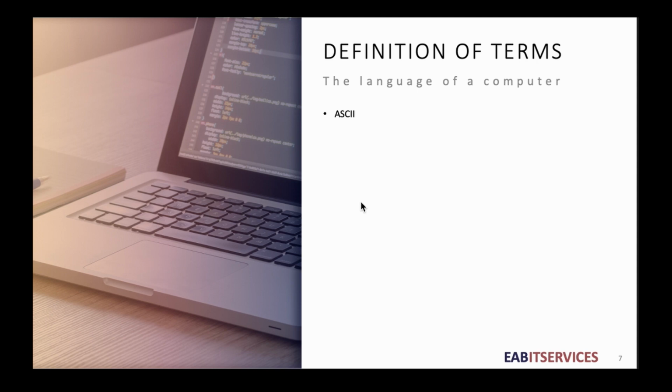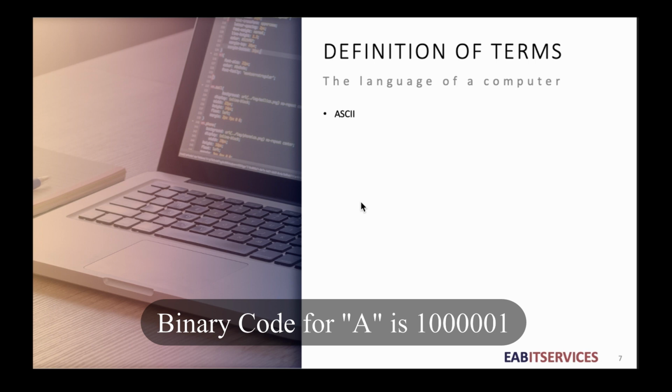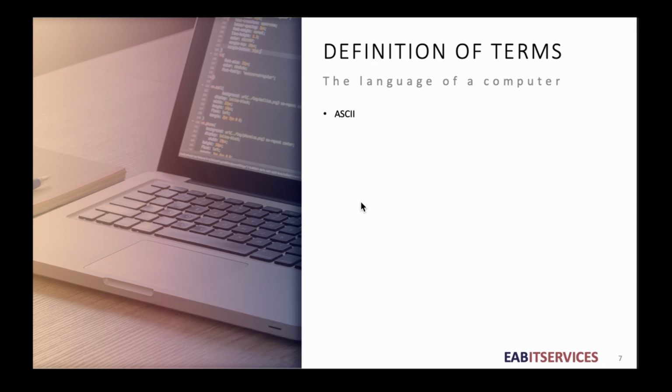Now, this position ranges from 0 to 127, making 128 positions in all. So, for instance, the letter A is represented as 1000001, and it is actually the 66th character with 65 as its position. This is because the position starts from 0 to 127. So if you are the 66th character, then the position is actually 65.